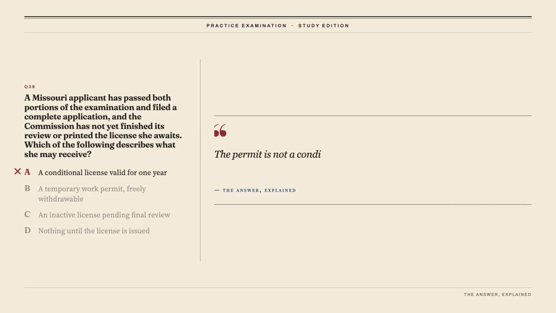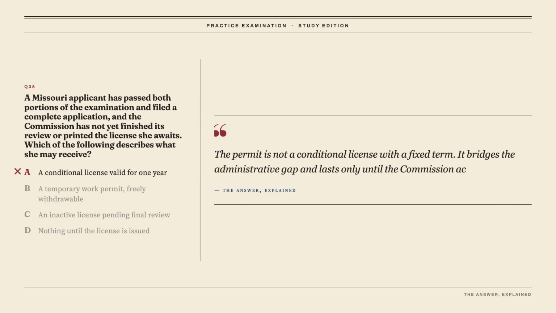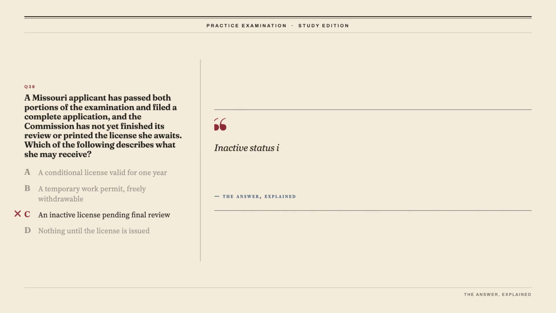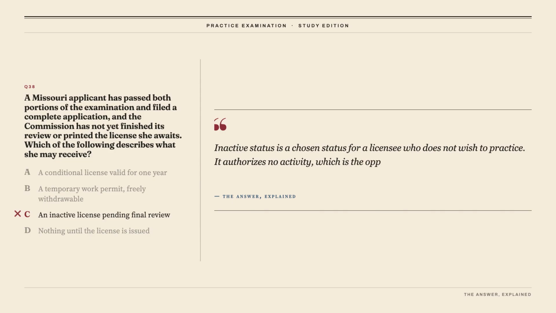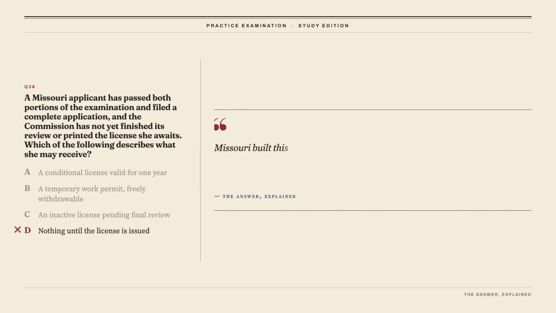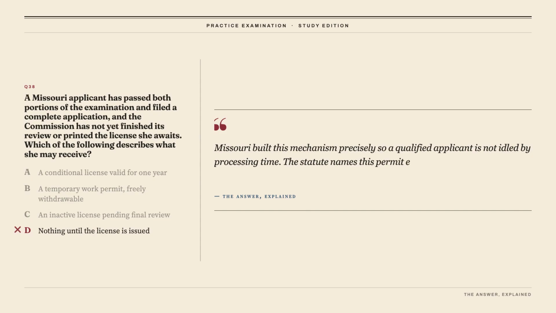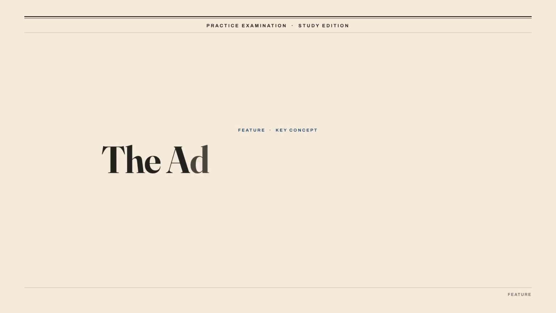A is wrong because the permit is not a conditional license with a fixed term. It bridges the administrative gap and lasts only until the Commission acts. C is wrong because inactive status is a chosen status for a licensee who does not wish to practice. It authorizes no activity, which is the opposite of what a work permit provides. D is wrong because Missouri built this mechanism precisely so a qualified applicant is not left idle by processing time. The statute names this permit expressly and lets the Commission withdraw it whenever it chooses.